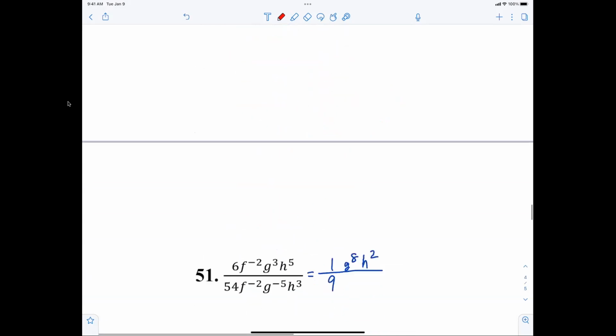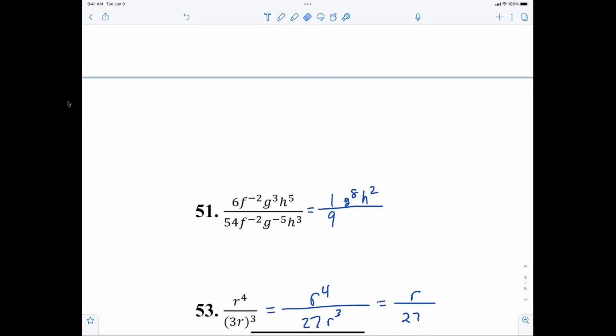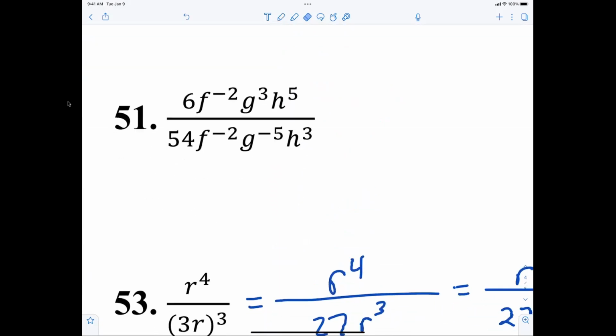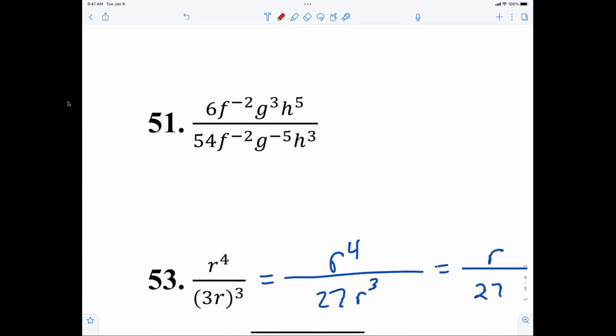All right, let's find something else maybe. Let's try 51. All right. Yes, that was the answer. I wrote it. It must be the answer. Here we go. Everybody's looking at 51.